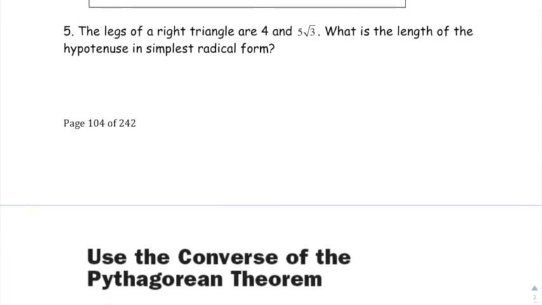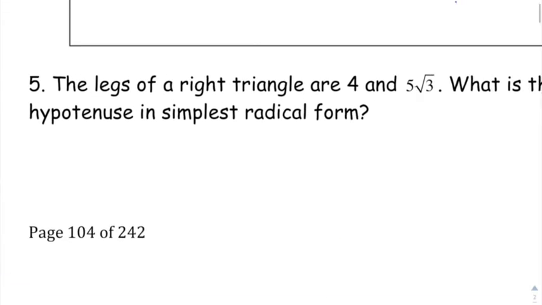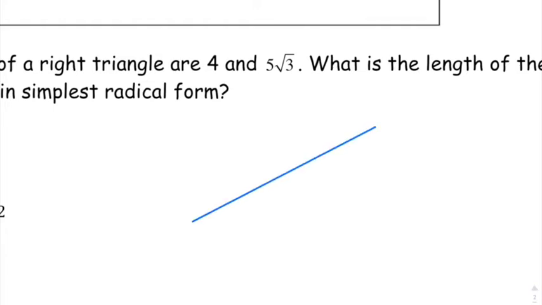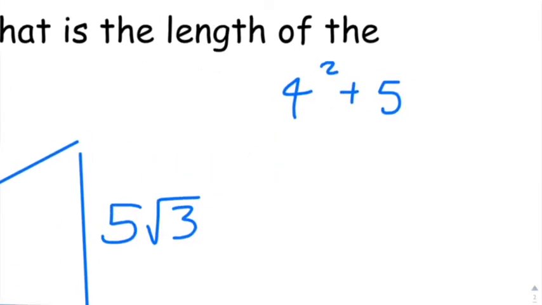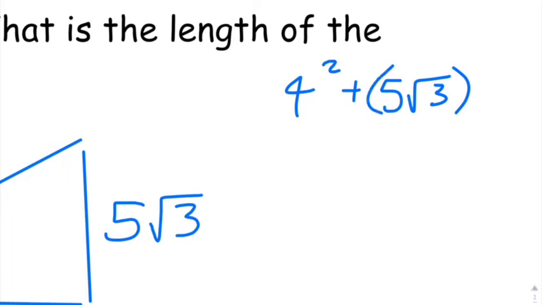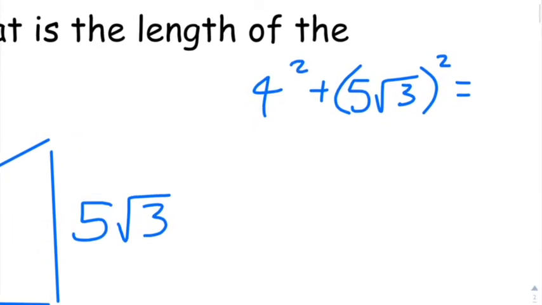Okay, next thing here, the legs of the triangle are 4 and 5 square root 3. What is the length of the hypotenuse? I like this one because it gives us a side length in simplest radical form first. So we're going to say 4 squared, and then we have to square the entire 5 square root 3. If you had a calculator, you could punch this out, but I'm going to show you where it comes from. Essentially this is like saying 5 root 3 times 5 root 3.